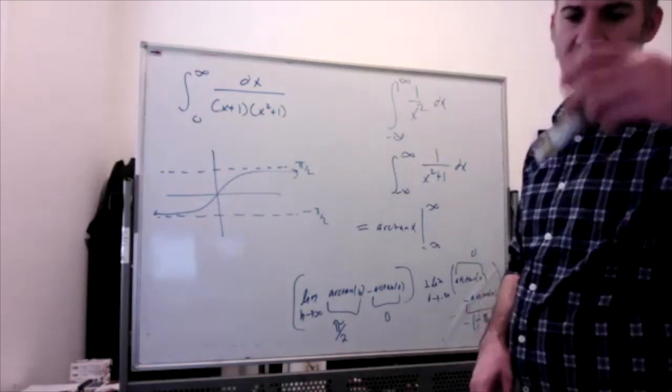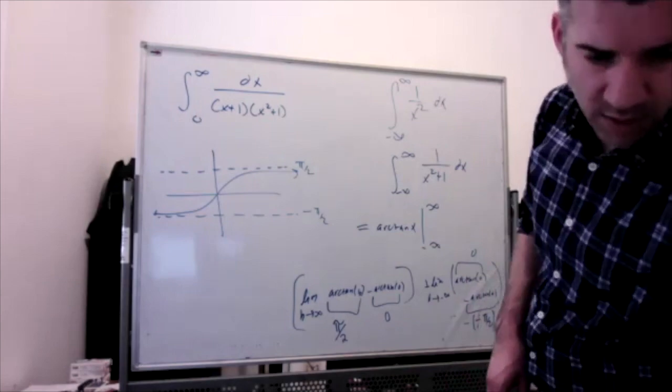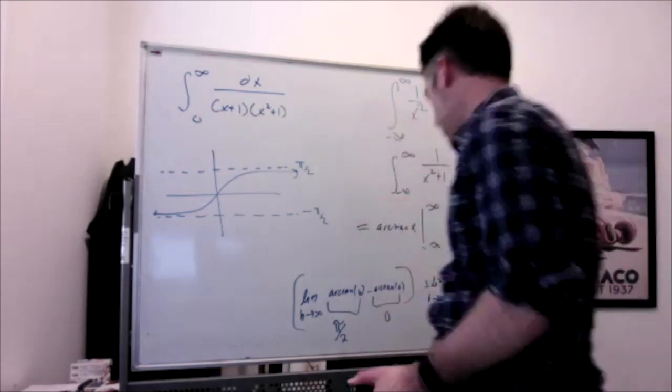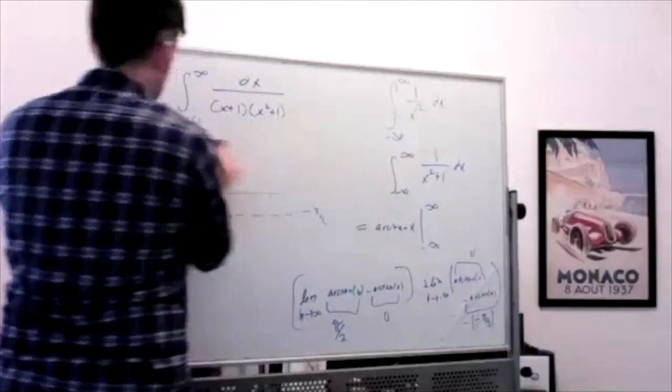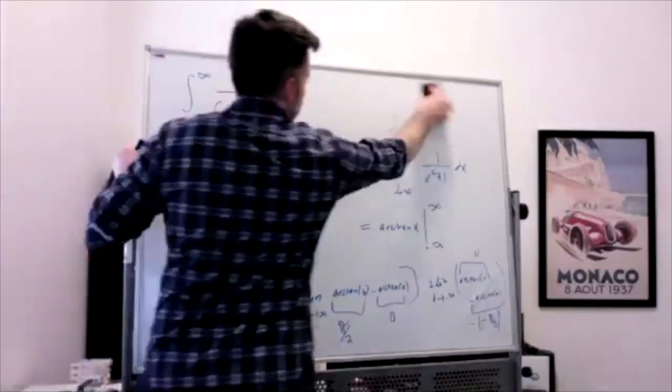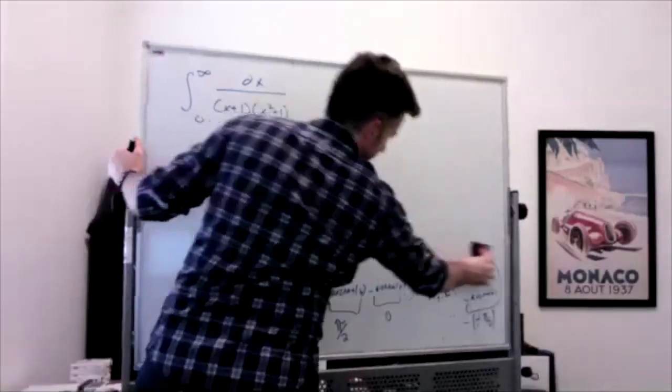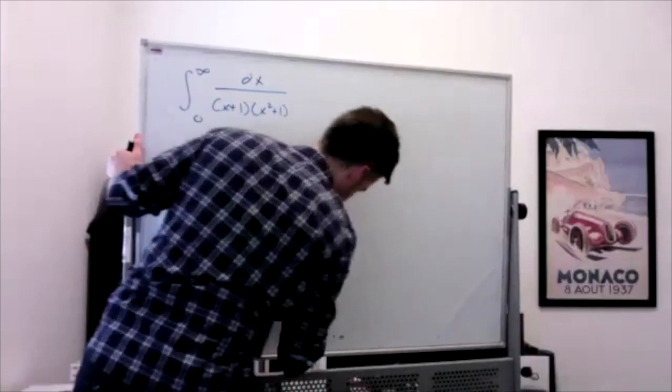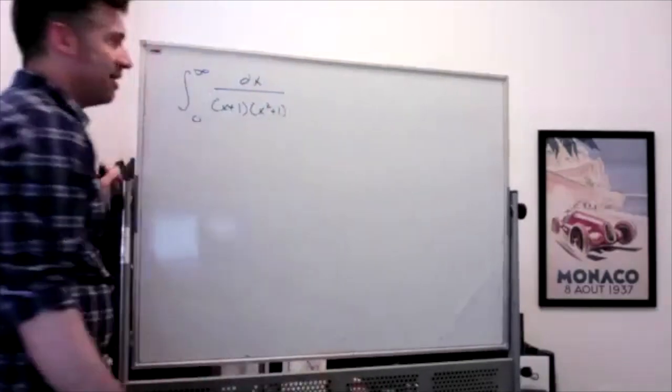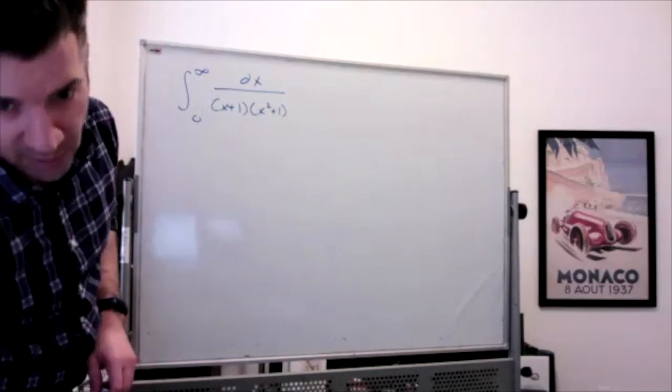But that wasn't the question we started with. The question we started with was this lovely looking thing, which we're pretty sure converges. But what method of integration are we going to have to use? Hint, the bottom's already factored.